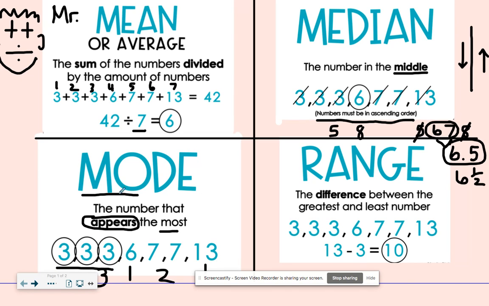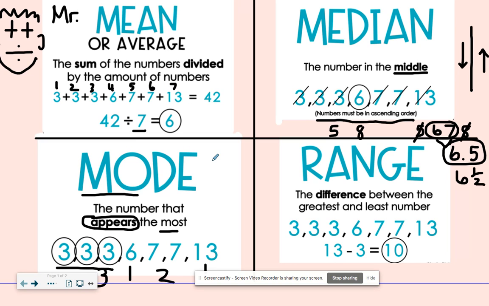This is one of the cases where you might actually have more than one mode. If you have values that show up more often than others and they show up the same amount, both of them could be your mode. If all of the data pieces show up only one time, then you don't have a mode.